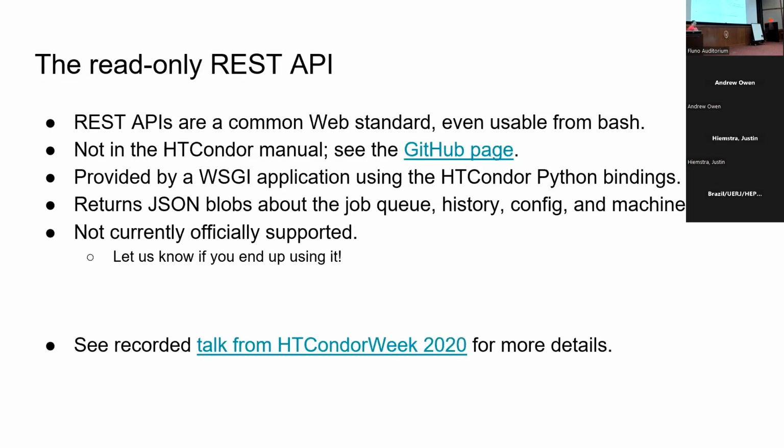The read-only REST API, the big reason I want to talk about this one is that it's not in the Condor manual. It's not currently officially supported by Condor, although it is in our GitHub projects repo. REST APIs in general are of course common web standards. You can even use them from Bash. The REST API is provided by a WSGI application that uses the Condor Python bindings. Being a standard web API, it of course returns JSON blobs about various different things of interest, those being the job queue, the job history, Condor configuration, and various different aspects of machine status.